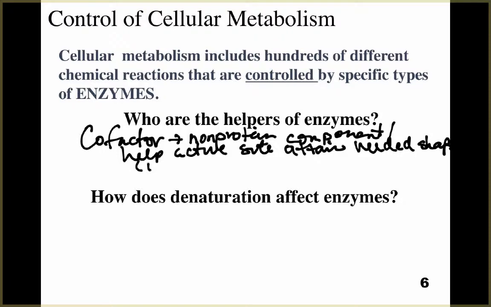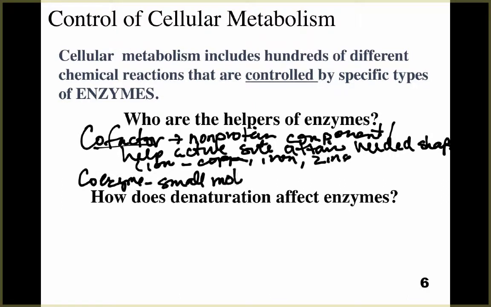So we've mentioned earlier, you can have ions like copper, iron, or zinc. All of these can be cofactors. Now coenzymes, these are just small molecules. And this as well is going to help with the shape of the active site, and just like before, help the enzymes bind the substrate.